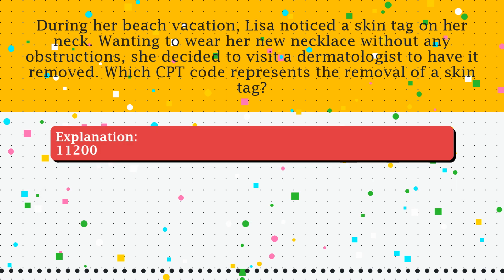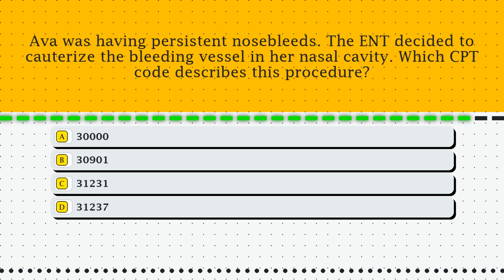Question 267. Ava was having persistent nosebleeds. The doctor decided to cauterize the bleeding vessel in her nasal cavity. Which CPT code describes this procedure? Option A, 30,000. Option B, 30,901. Option C, 31,231. Option D, 31,237.